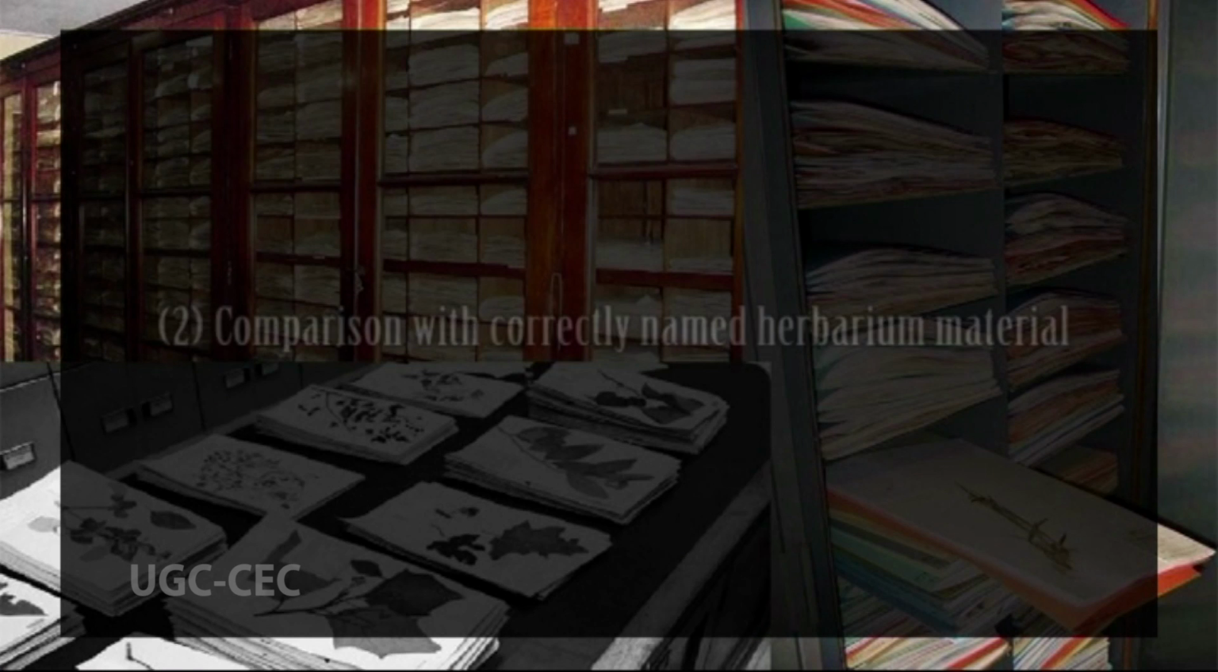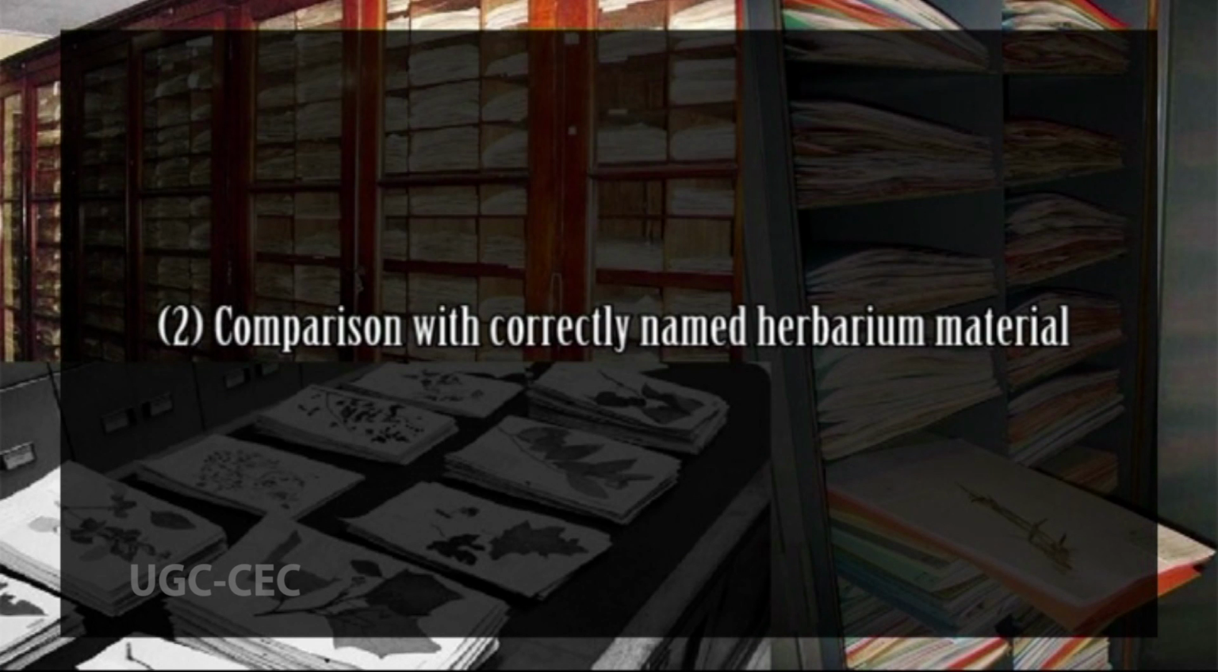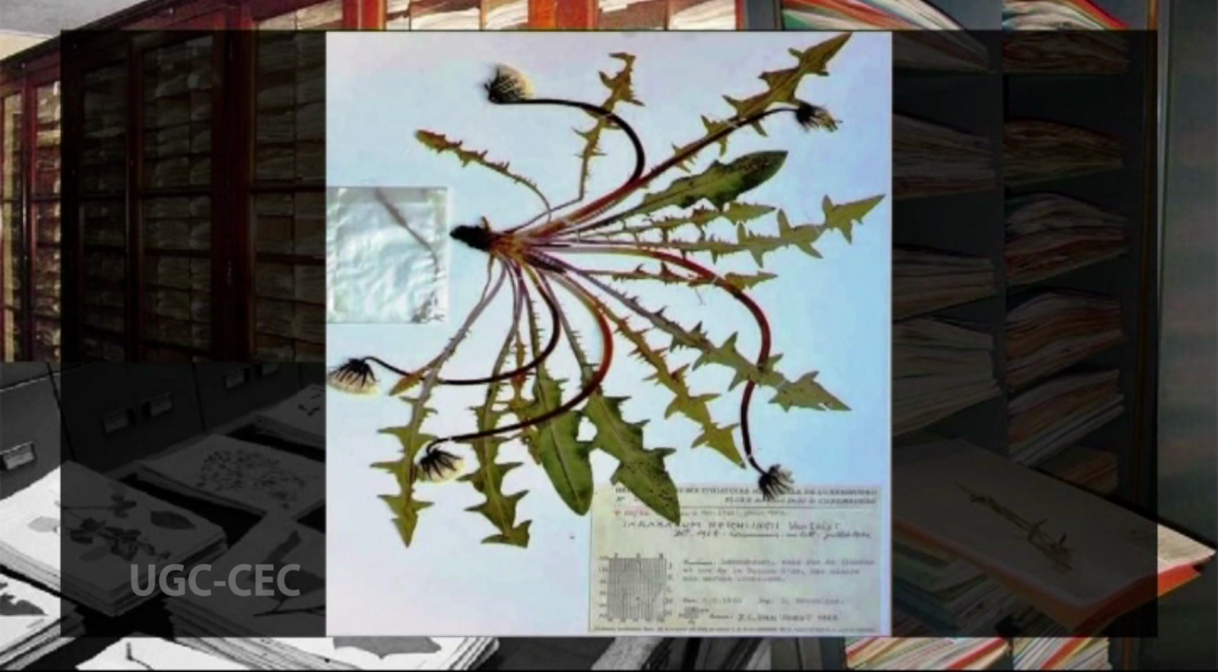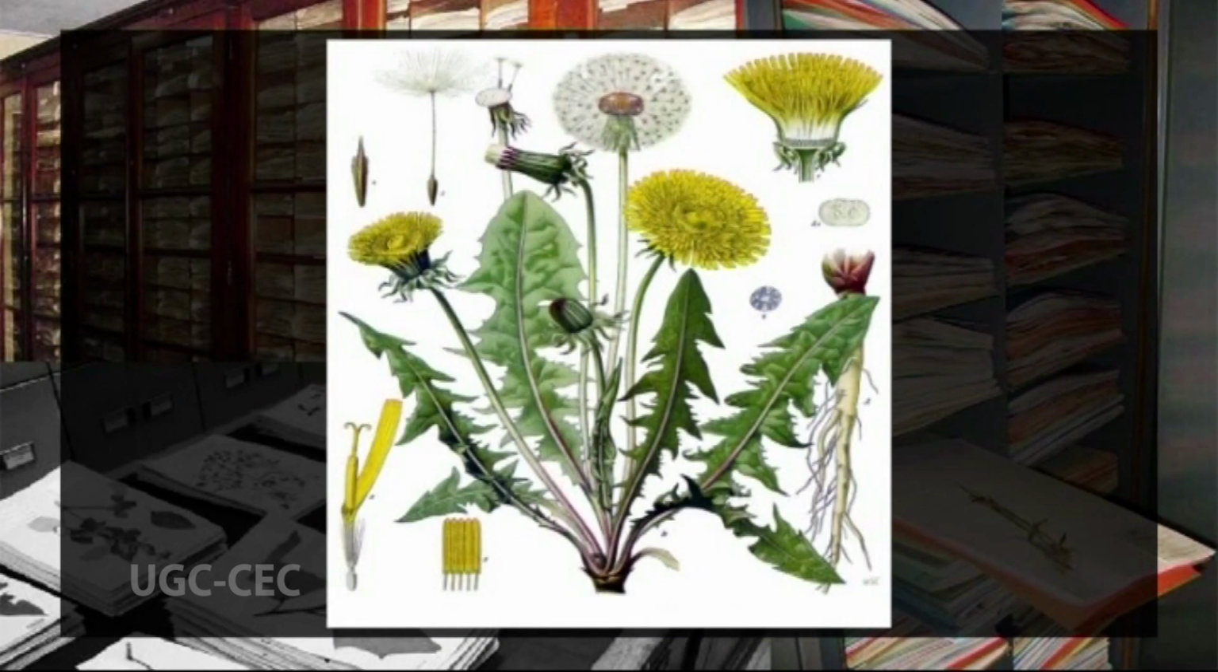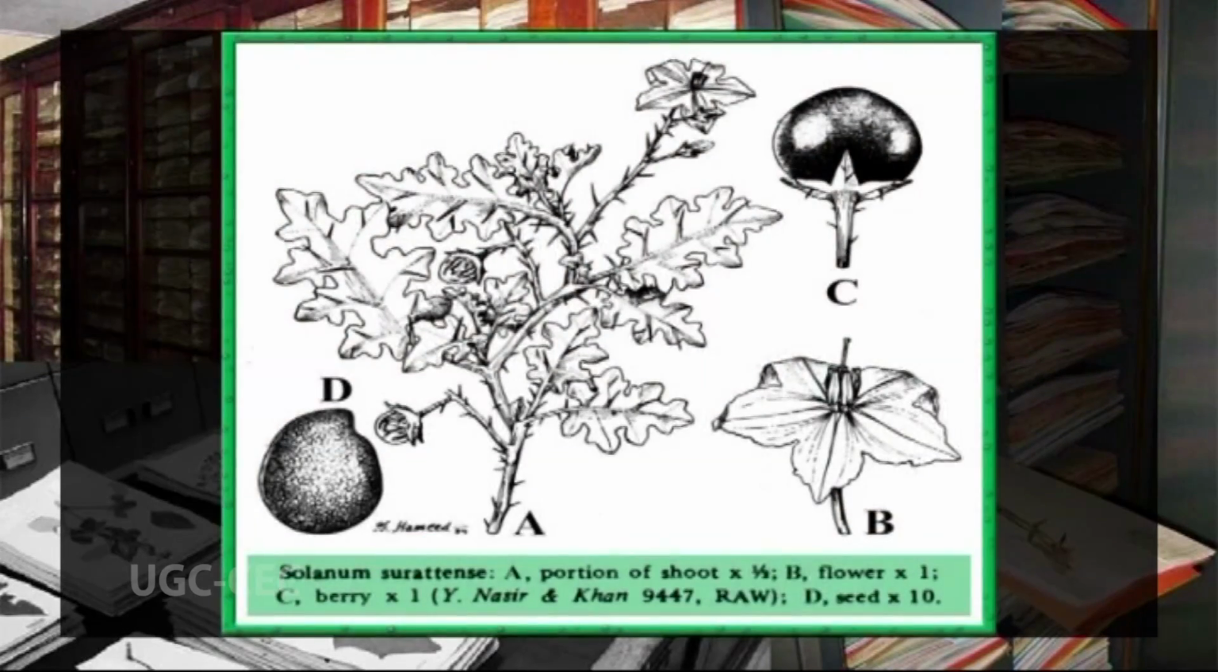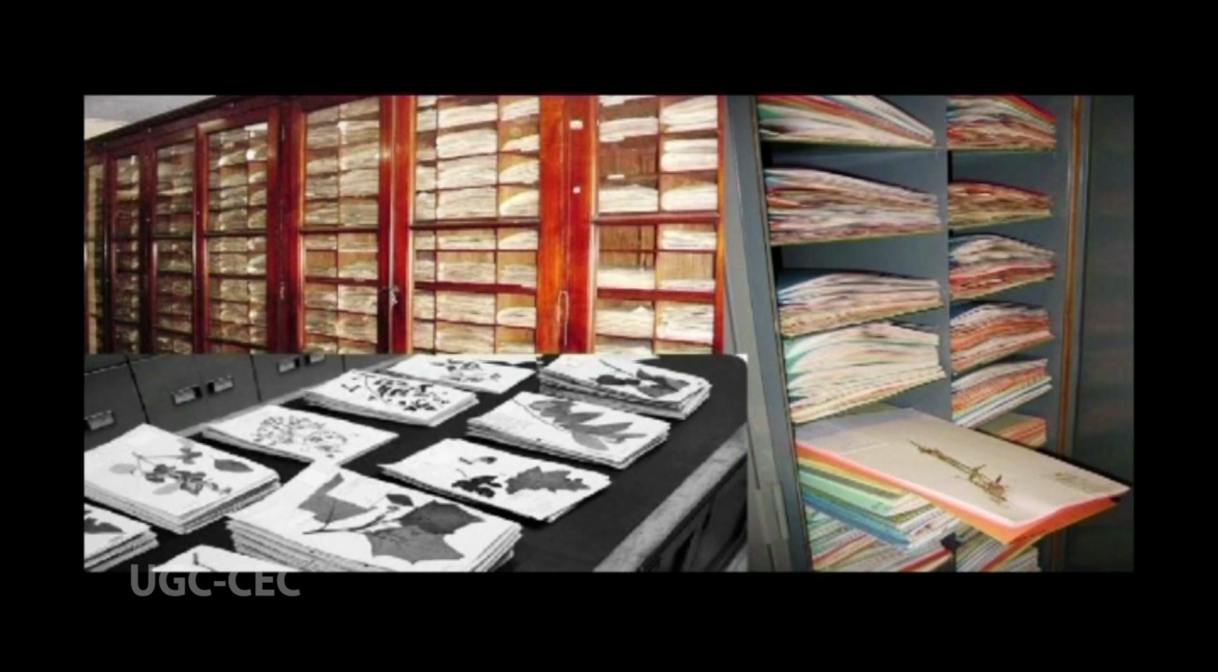Now, we come to the next method, that is comparison with correctly named materials in a herbarium. The second most important method of identification is the comparison of unknown with correctly named specimens, photographs, illustrations or descriptions. However, this method is workable only when there is sufficient material for identification in the form of reliable named specimens in the herbarium or museum, photographs, illustrations, or descriptions.